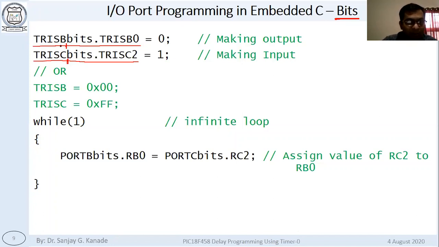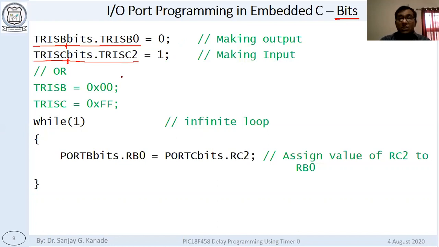The name of the register, in this case, is TRISB. Note down the capitalization, capital or small. TRISB, being the name of the register, is always in capitals. Bits, these four letters, are small letters. Then there is a dot, and then the name of the bit, TRISB.0. And that bit we are now setting to 0. When we set this particular bit to 0, it will make it output.